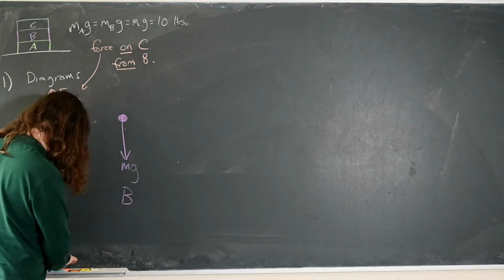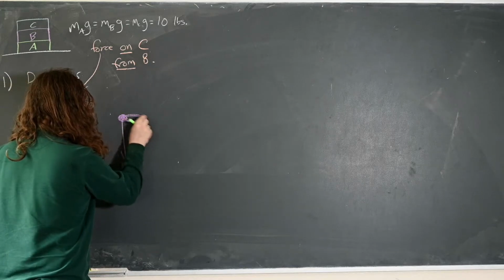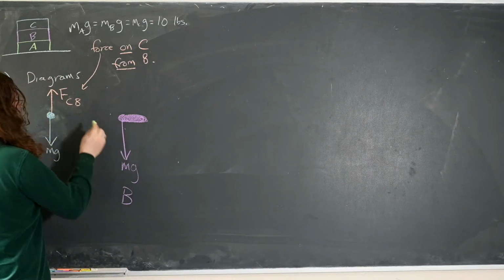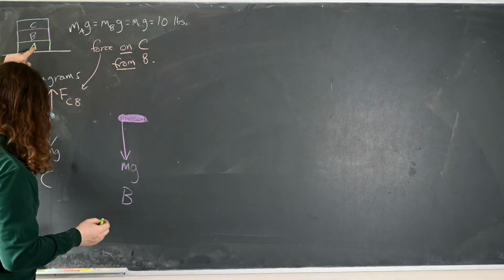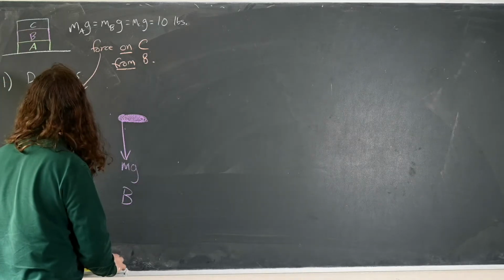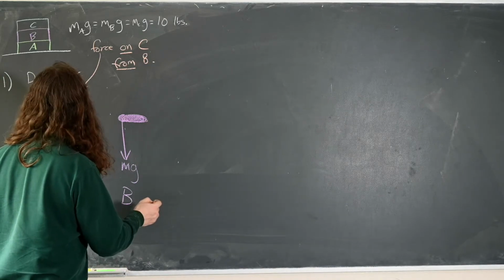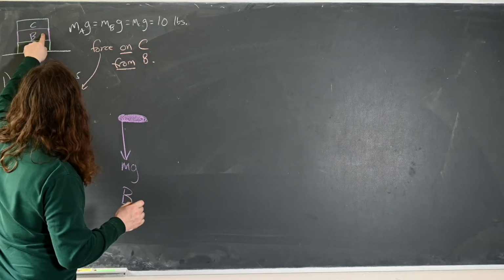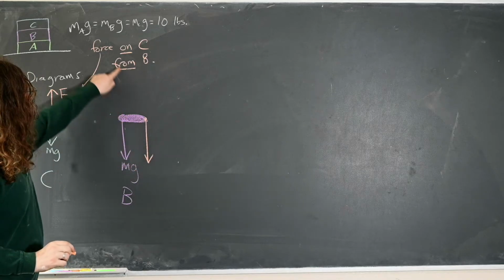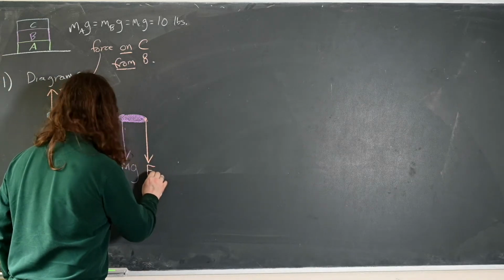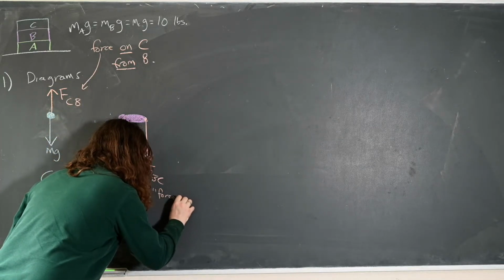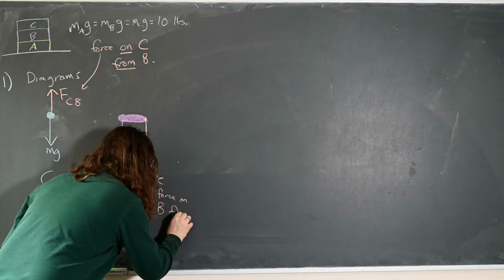So now I need room for another down arrow, so I'll just make the dot real big. You can do that. So let's see, I have C pushing down on B. So C pushes down on B, so using my notation here, I'm going to label this as FBC. Force on B from C.